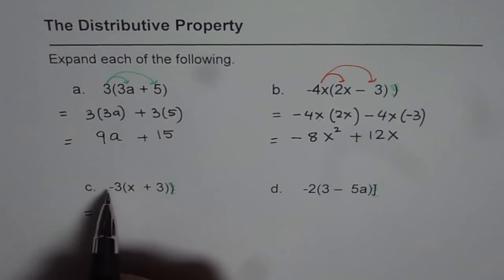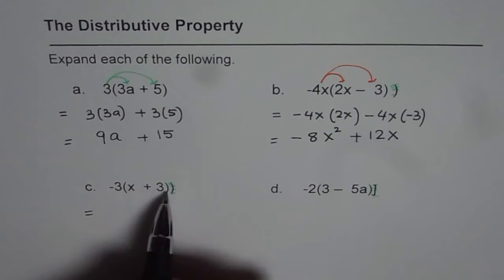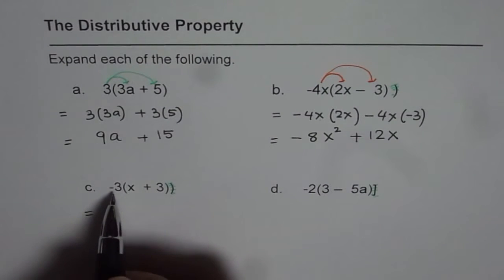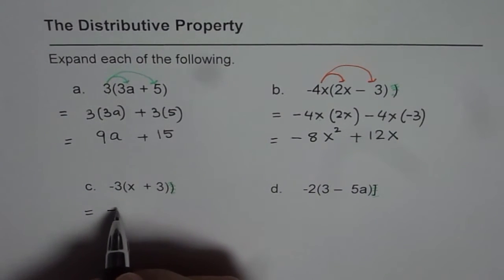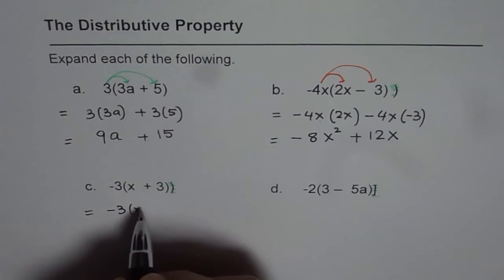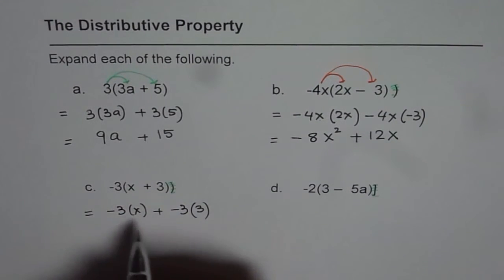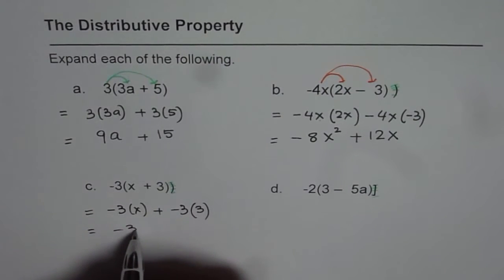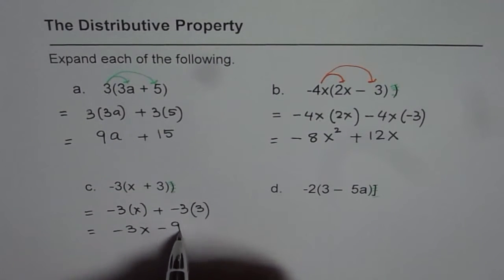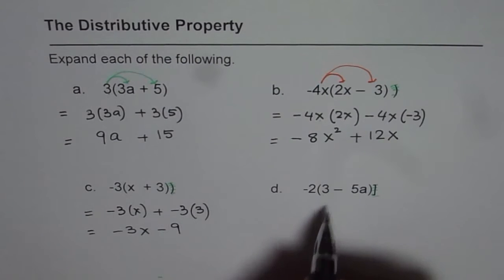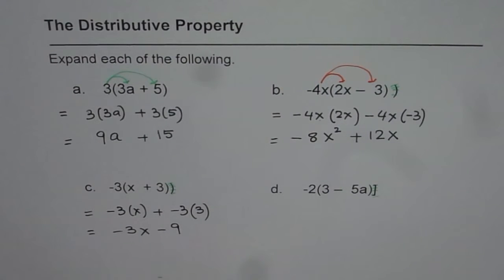This time it is minus 3 times (x plus 3). So minus 3 gets multiplied by x, so we get minus 3 times x plus minus 3 times 3, which is equal to minus 3x minus 9. You can take this as your practice. Pause the video, solve and check with my answer.